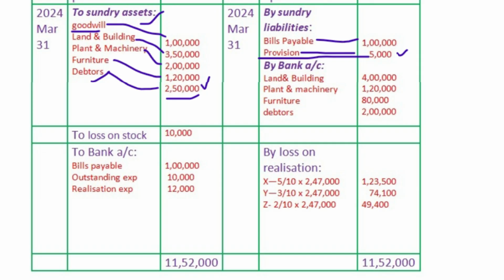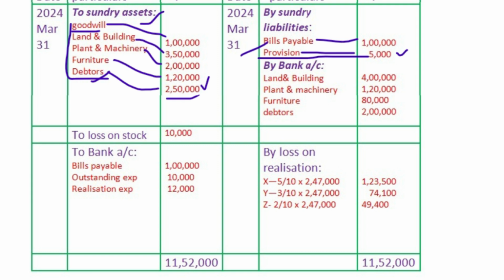This is that way, and it is also said that the assets are to be closed by transferring them to the realization account. These asset balances are closed. Similarly, outsider liabilities are also closed. Here bills payable is given in the question.